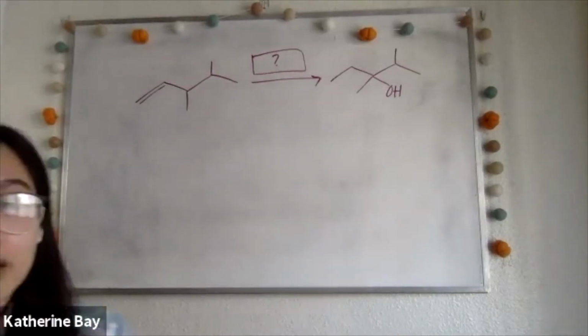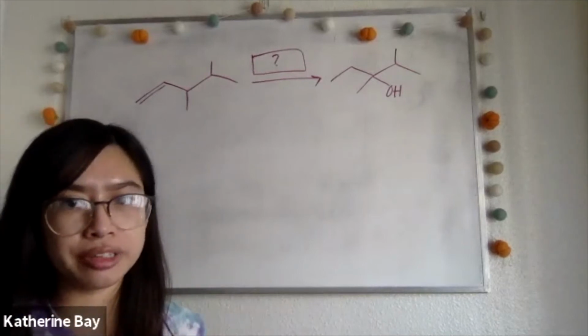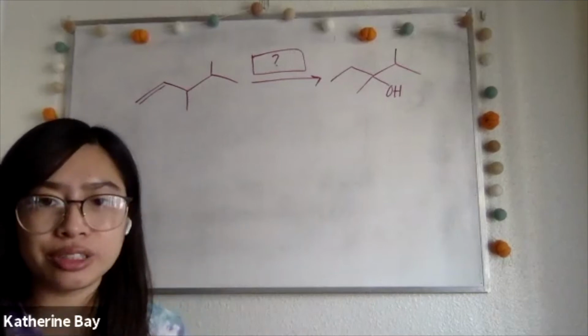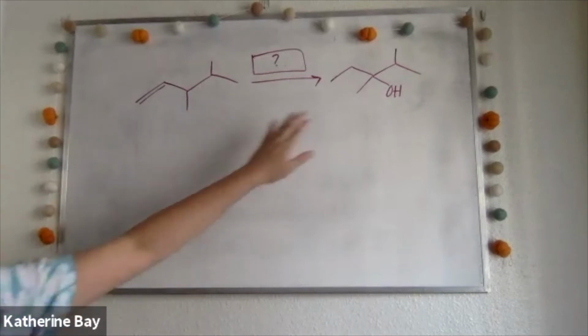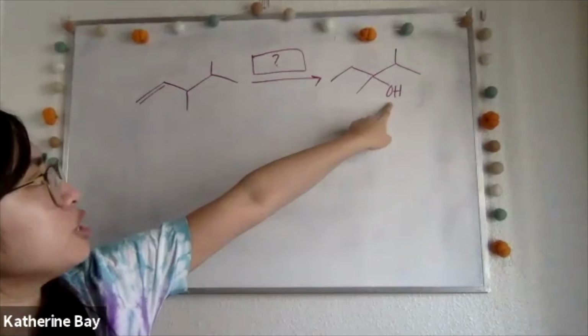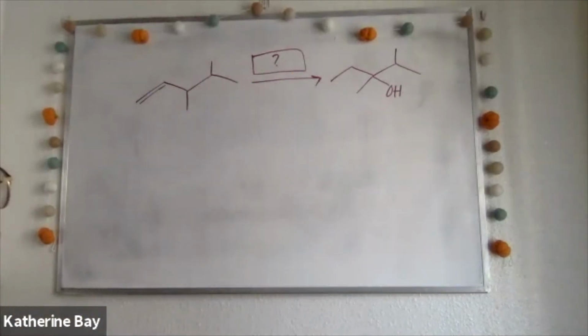So for this reaction, we cannot use oxymercuration-demercuration or hydroboration-oxidation, because if we take a look at the reactants and the products, we can see that the alcohol group added to a different carbon from where the alkene carbons started.